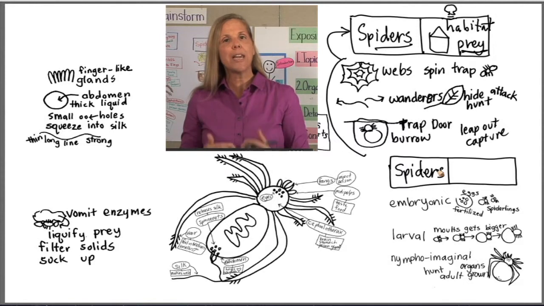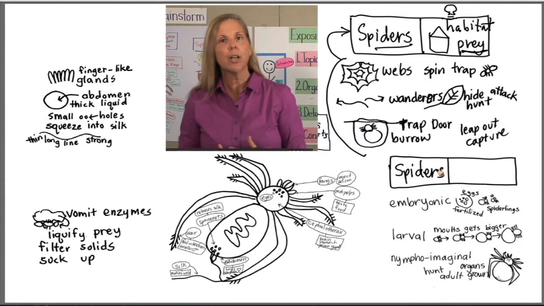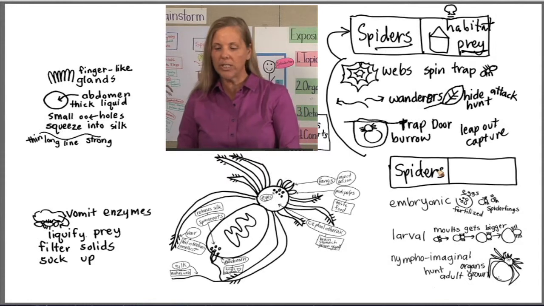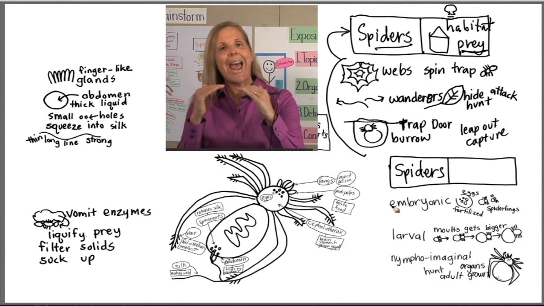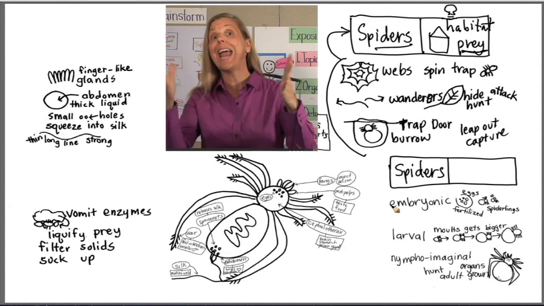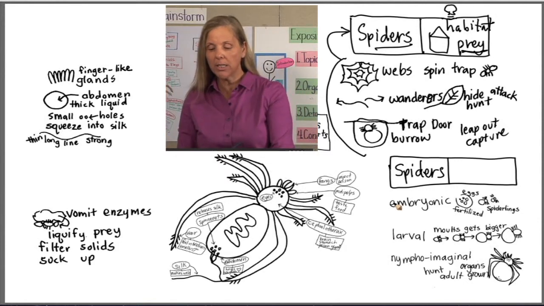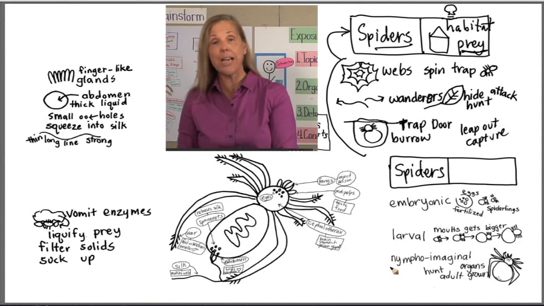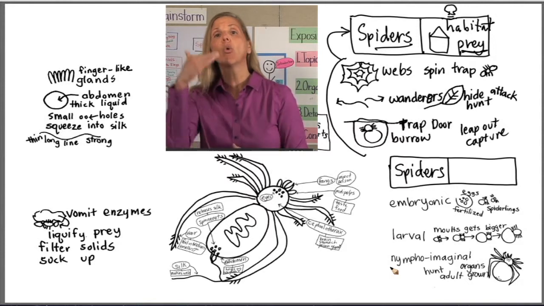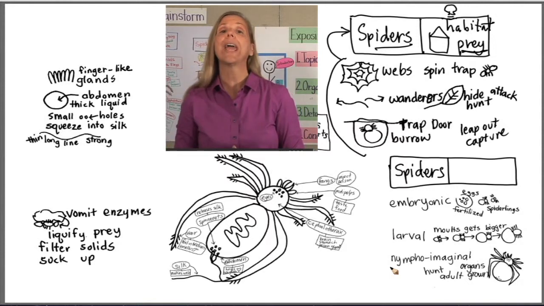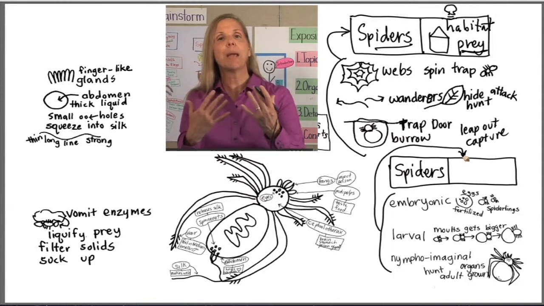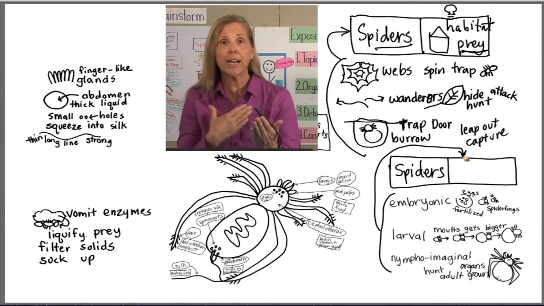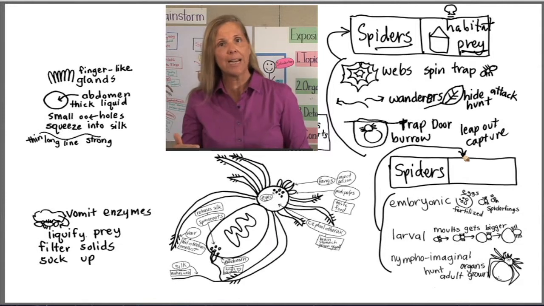What's this information about? Well, before I ask the metacognitive question, I have to look at the details and say, boys and girls, do these details have to go in order, or can they go in any order? Embryonic stage, larval stage, nympho-imaginal stage. Can they go in any order, or do they have to go in order? Oh, they have to go in order. I will have my metacognitive question that I ask the details to get to the big idea.